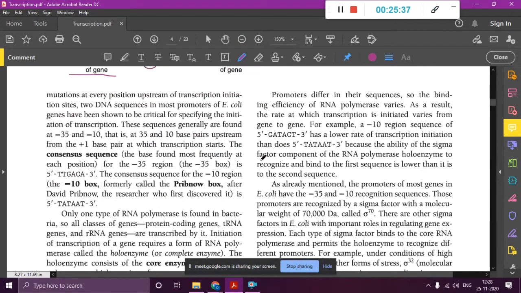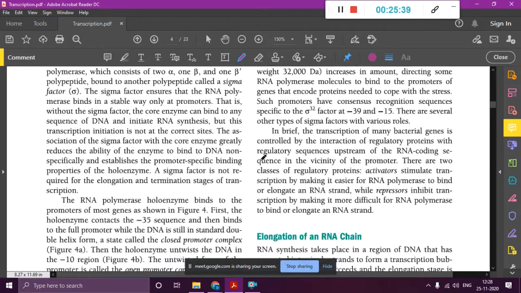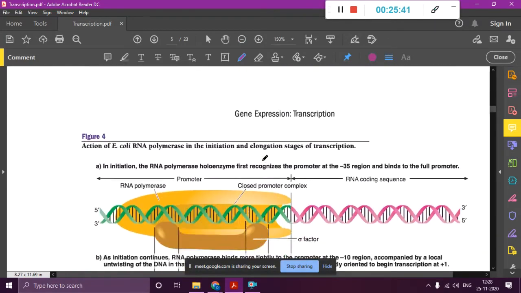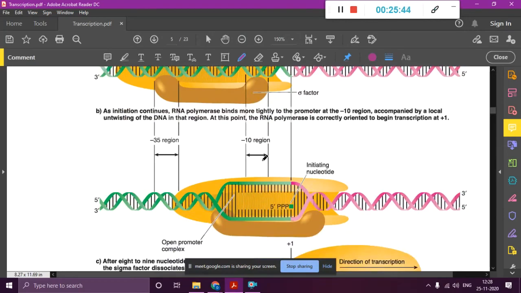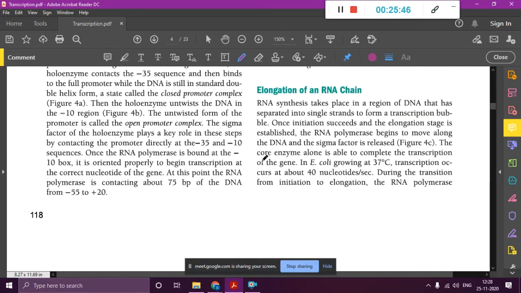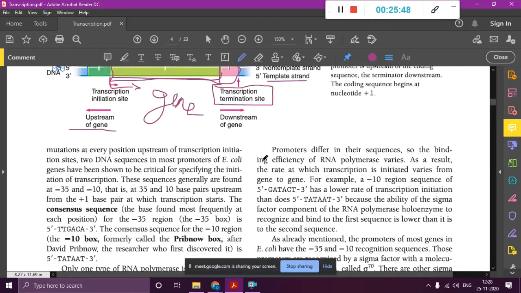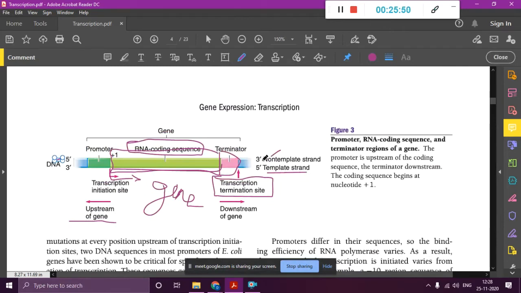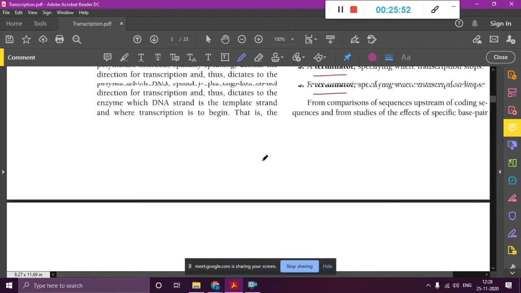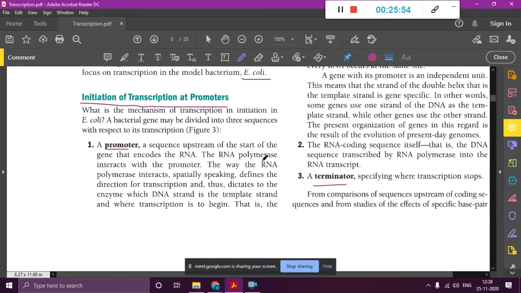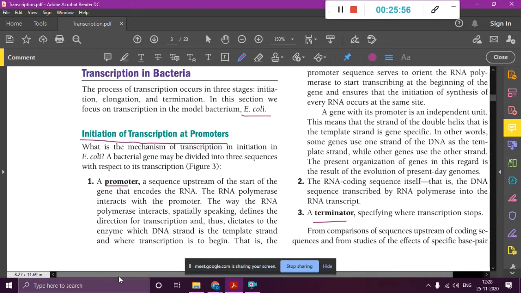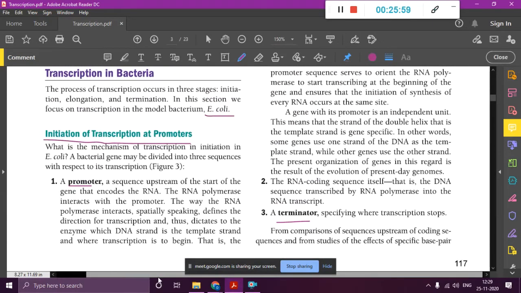Now, before we come to this region, now let us come to this region after seeing the photo.